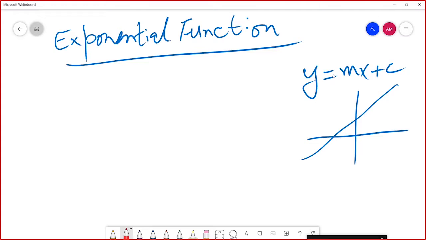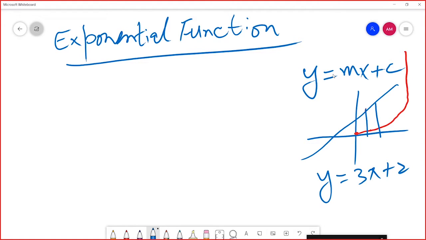But the exponential function actually goes like something like this. It means with every change in x, if you see a linear equation line, you have the same increase in y as of x. Do you understand? If I say y is equal to 3x plus 2, maybe it's a linear equation. So with every one change in x, y changes by 3. Do you see that? Because rise over run. But it's not so in the exponential function.